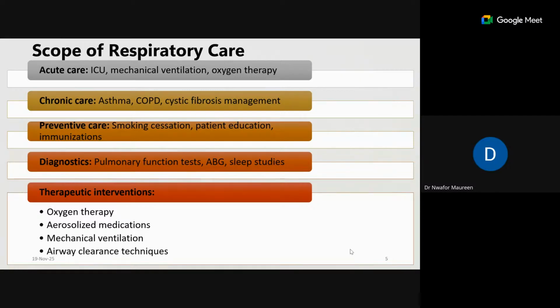And the therapeutic interventions, when we use our medications or even maneuvers of your technical know-how as a physiotherapist, about oxygen therapy, use of aerosolized medications, you may use mechanical ventilation. And airway clearance techniques, which we know that the physiotherapist does very well. So be able to know how to use such techniques to help our patients clear their airways.